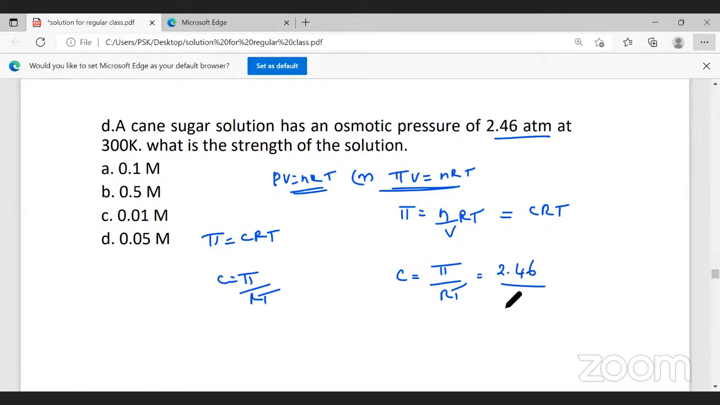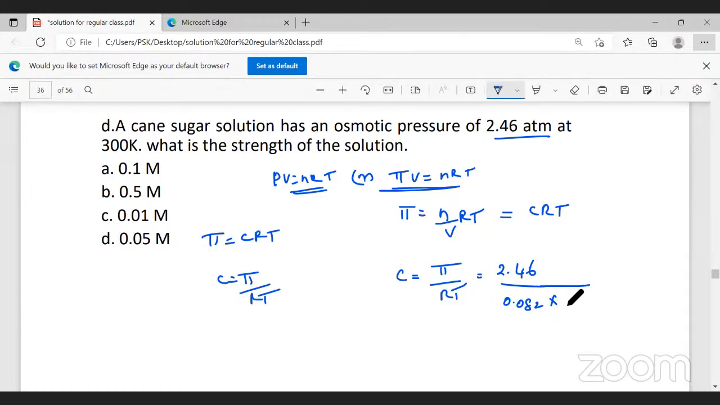R, see, again, the pressure they've given in terms of atmosphere. So R you will take as 0.82. And the temperature they've given is 300 Kelvin. So substituting and simplifying, you will get the answer to be 0.1 molar. The answer for this question is option A, 0.1 molar.